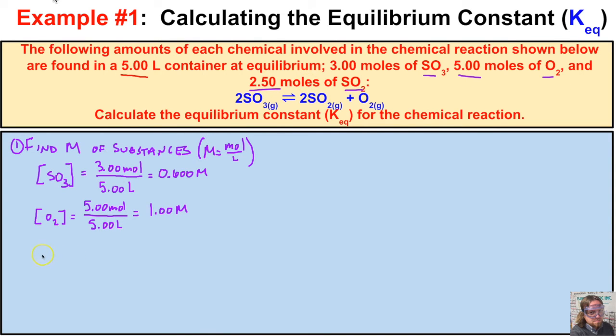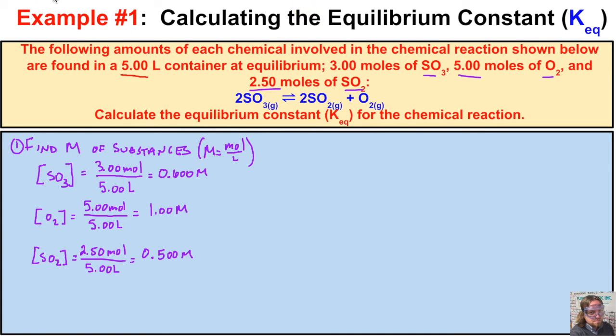Let's take a look at our final substance. It says that we have 2.5 moles of SO2. So we have to figure out the concentration of SO2 here. And so once again, we'll take moles divided by liters. We have 2.50 moles of SO2, and we're going to divide this by 5.00 liters. And when we put this in our calculator and keep the correct number of sig figs, we're going to end up with this concentration.